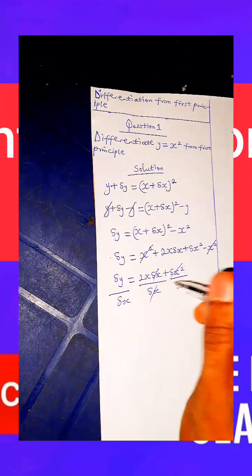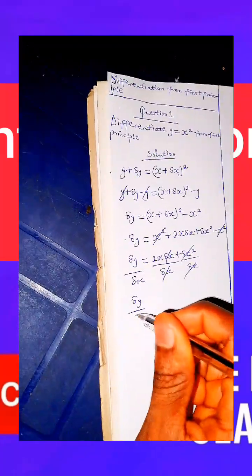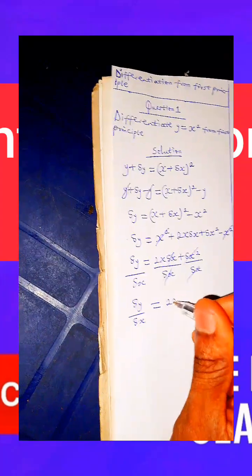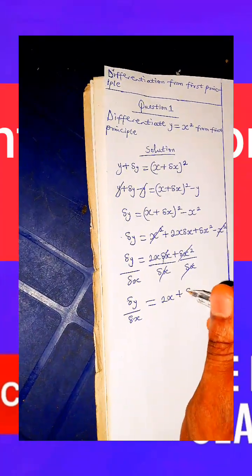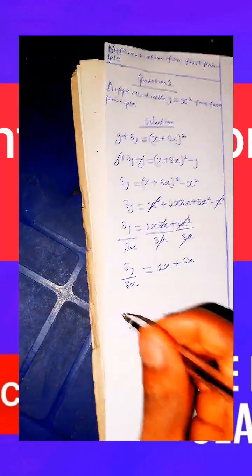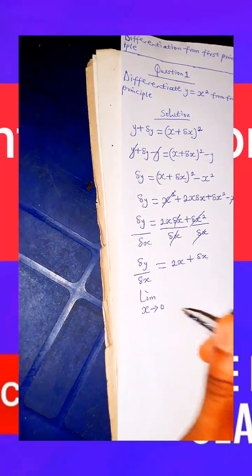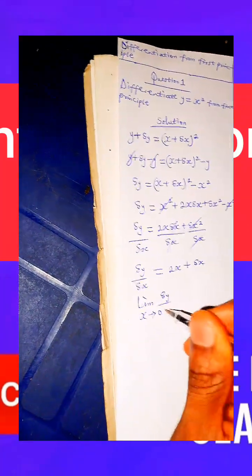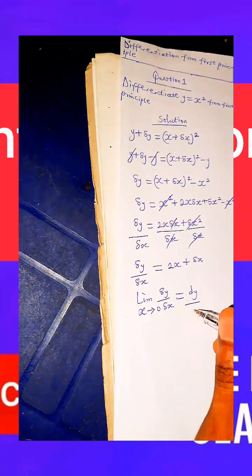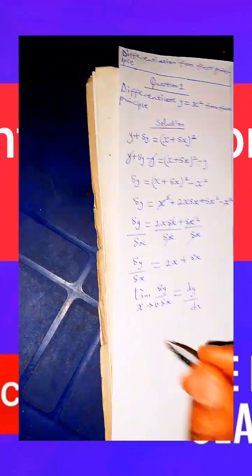This cancels this. 1 delta x here, we cancel this. So we have delta y over delta x equal to what is left here, 2x plus delta x. Now for us to eliminate this delta x, there is a rule that says the limit as delta x approaches 0 of delta y over delta x is equal to dy over dx. So we are going to apply this rule here.